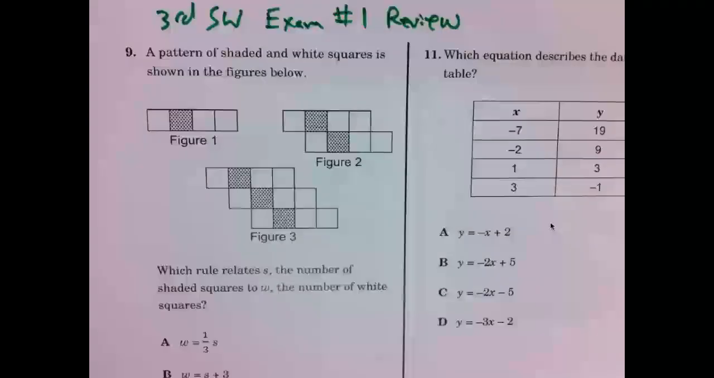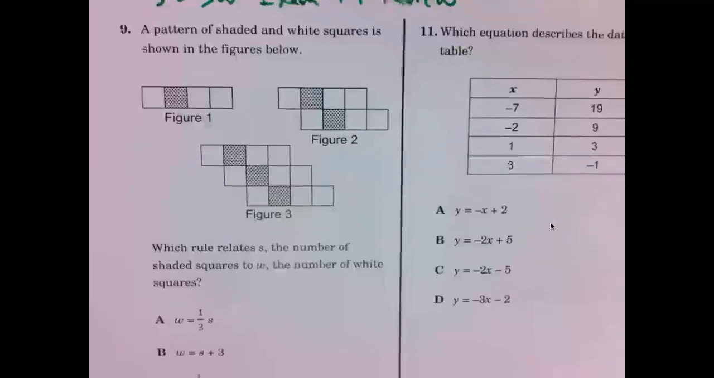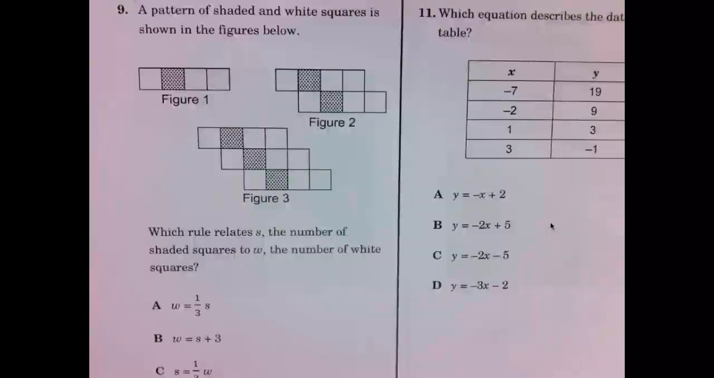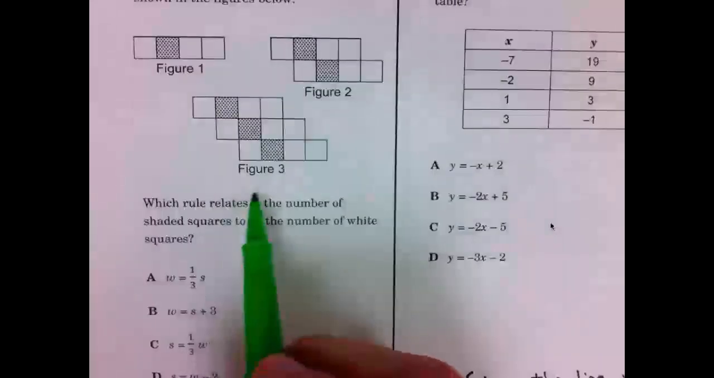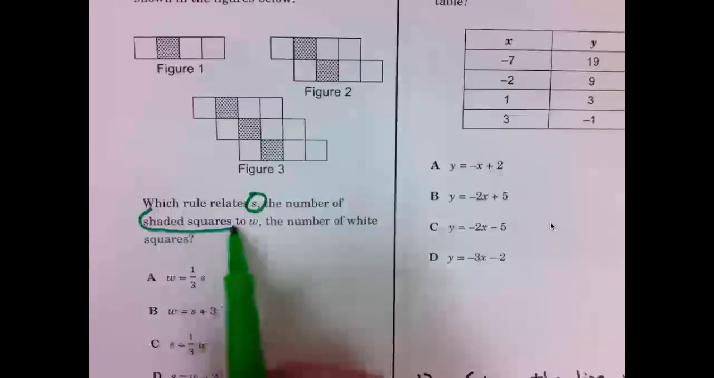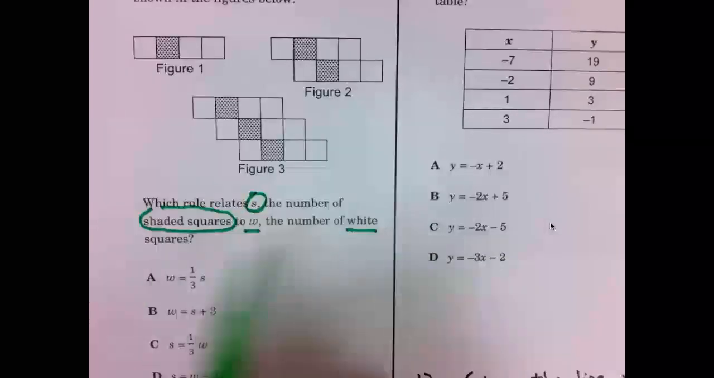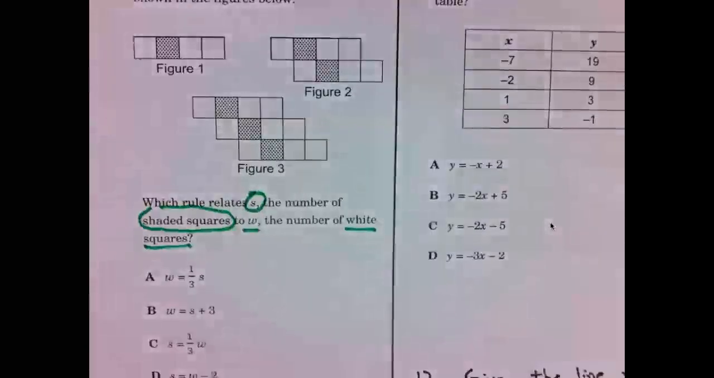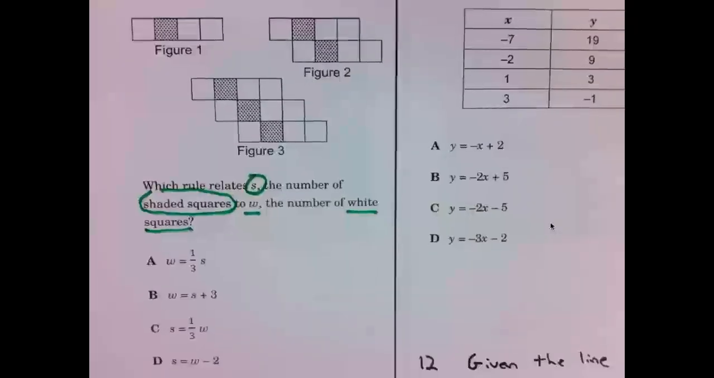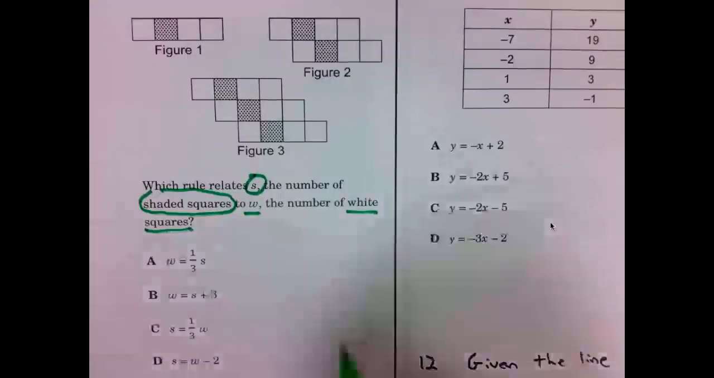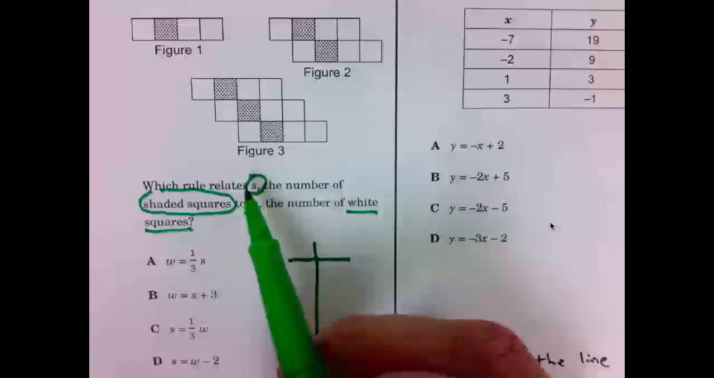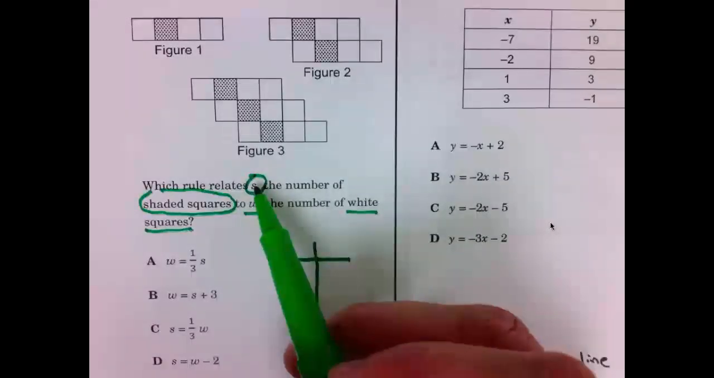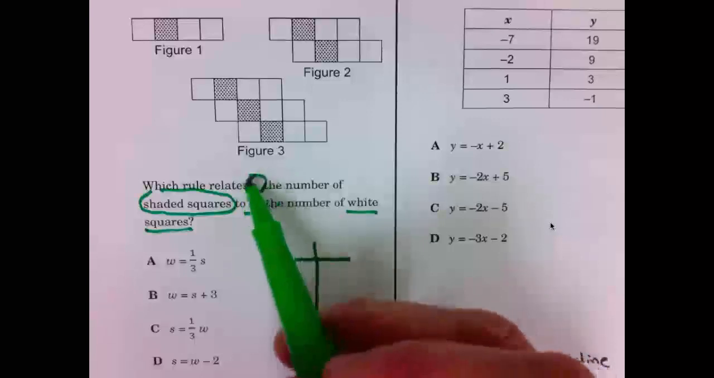Problem number 9 says, here is a pattern of shaded white squares and dark squares. Which rule relates S, the number of shaded squares, to W, the number of white squares? Well, in this problem, they don't make it exactly clear what they want the independent and the dependent variable to be. But typically, when they say relates variable this to variable this, the first one mentioned will be the dependent.